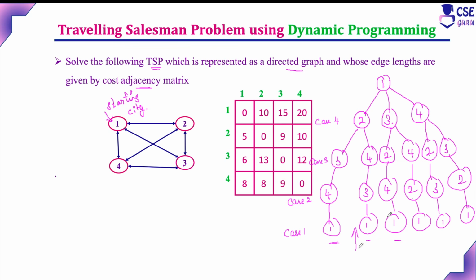In this state space tree, the cost we are calculating in reverse. That is the meaning. So first we will consider case 1. Case 1 is nothing but from any of these vertices you have visited last, and then you need to return back to the starting vertex. That is the meaning. So we will construct it in reverse.